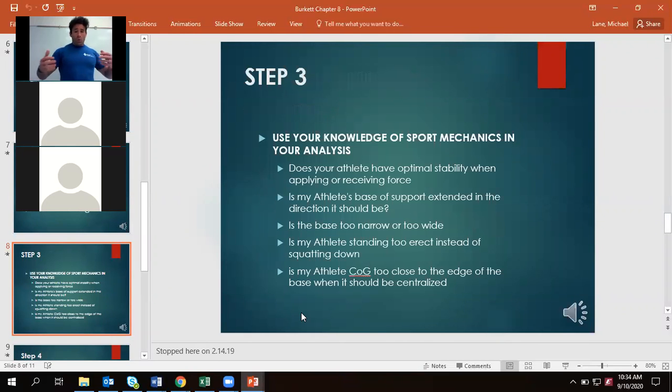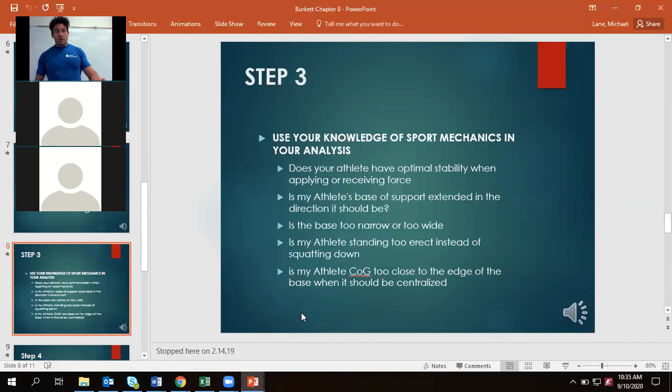So we're going to use what we've talked about with mechanics or biomechanics so far, which is, are we doing this in an appropriate way where we can both apply and receive the force? Aka, are we doing this in a good balanced position? Is our base of support extended in the direction it should be, meaning that we have our body lined up so that we can appropriately produce the force and receive it? Or do we have our feet too wide apart or too narrow?